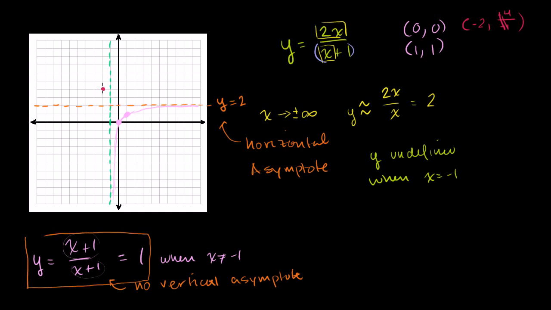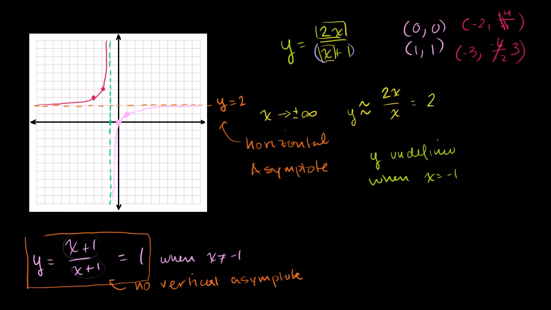And let's just do one more point. What about negative 3? On the numerator, we're going to get 2 times negative 3, which is negative 6, over negative 3 plus 1, which is negative 2. Negative 6 over negative 2 is positive 3. So (negative 3, 3). So that's also there. So the graph is going to look something like that. As we approach negative infinity, we're going to approach our horizontal asymptote from above. As x approaches negative 1, we're going to pop up to positive infinity.